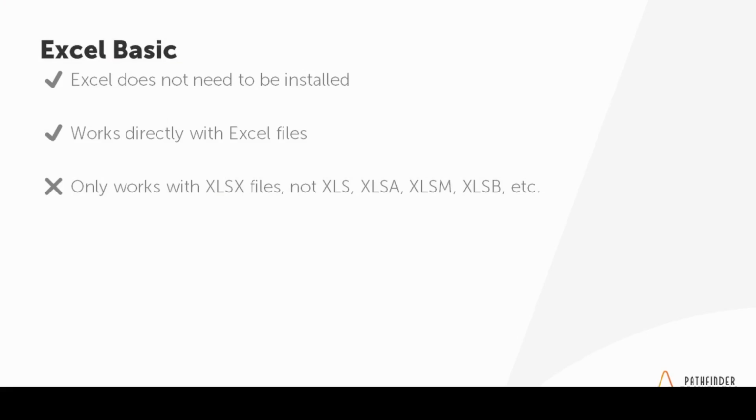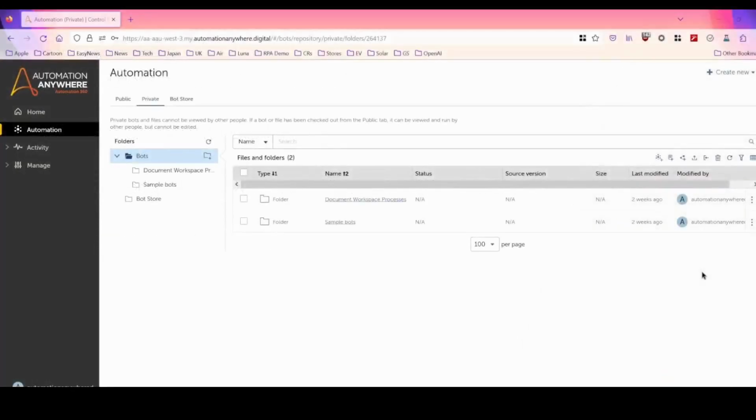This sounds like Excel Basic is great. So what's the catch? Well, Excel Basic only works with XLSX files. It can't work with any of the other variants. Excel Basic also has many fewer actions than Excel Advanced does. To intelligently choose which package to use for your automation, you must understand these differences between the packages. For this video, we will use the Excel Advanced package. Once you understand how Excel Advanced works, using the Excel Basic package is easy.